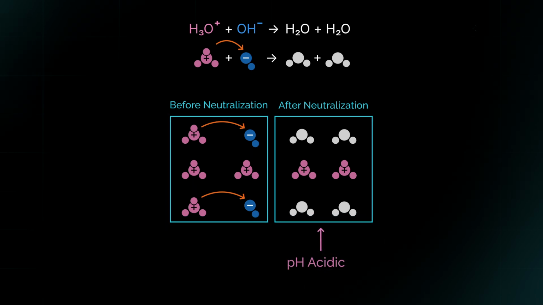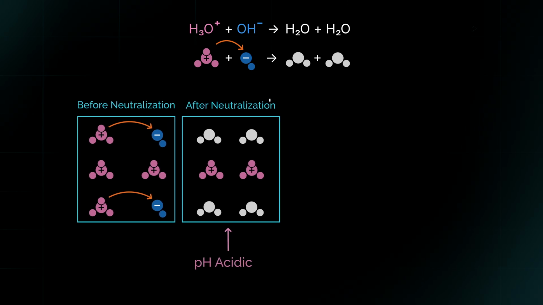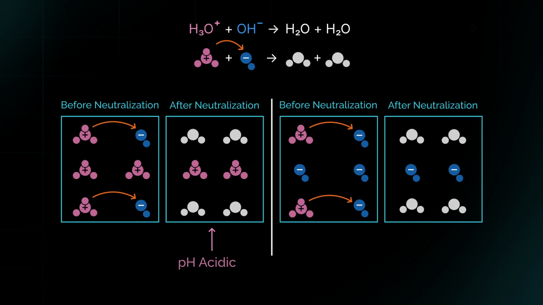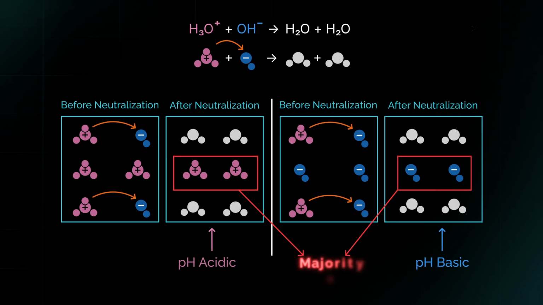If the acid army is bigger, excess acid is left after the battle, and the resulting solution has an acidic pH less than 7. If the base army is bigger, excess base is left after the battle, and the resulting solution has a basic pH greater than 7. The math associated with the battle is that of limiting reagents. The smaller army is the limiting reagent and is completely destroyed, leaving the excess reagent as the majority species.